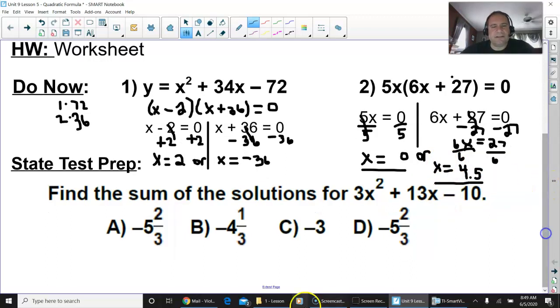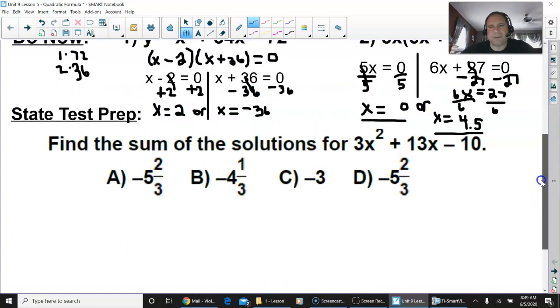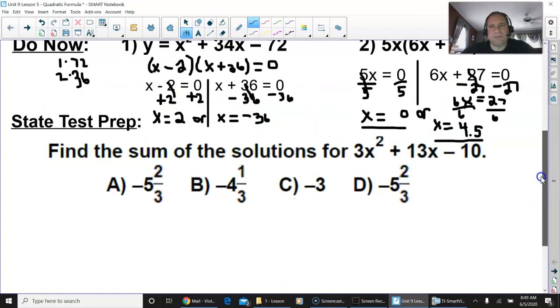So it says, find the sum, the state test prep, find the sum. Hopefully you did get that. Number 2, you can check your answers there. Find the sum of the solutions for 3x squared plus 13x minus 10. And usually it does equal 0, so just so you know.